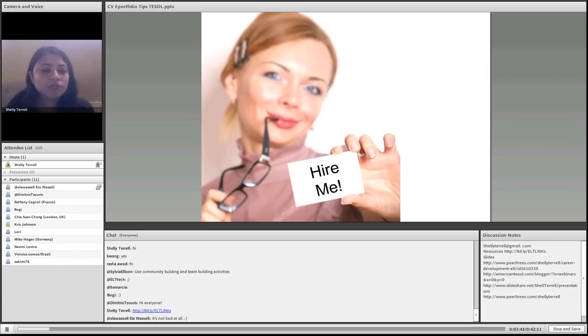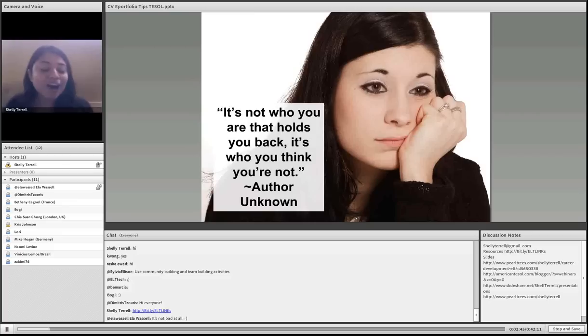I really love this quote. The author is unknown, but it says, it's not who you are that holds you back, it's who you think you're not. And the thing about applying to a job, and applying to be a language teacher and all of these positions, is that you have to put your best self out there. It's not bragging. It's not saying, I am this, I am that. It's you saying, these are the things that I am capable of doing, that I believe that I can do.